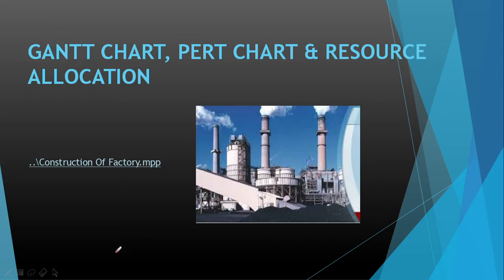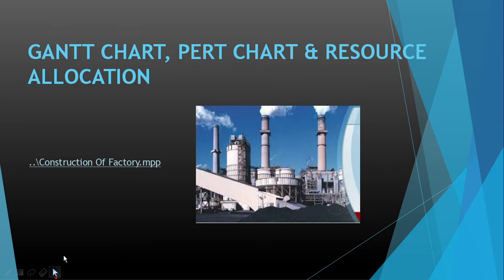Now let us see the Gantt chart, PERT chart and resource allocation. Gantt chart is a horizontal bar chart developed as a production control tool frequently used in project management. A Gantt chart provides a graphical illustration of a schedule that helps to plan, coordinate and track specific tasks in a project. A PERT chart is a project management tool used to schedule, organize and coordinate tasks within a project.